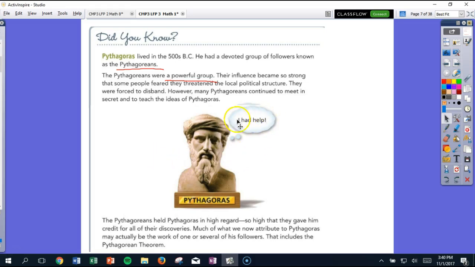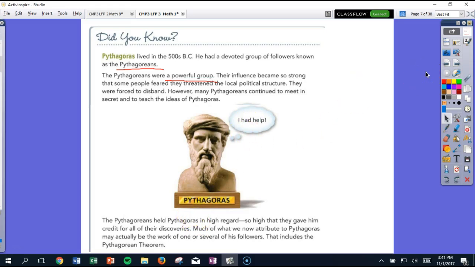And so, as it says here, I had help. It also tells us here their influence became so strong that some people feared they threatened the local political structure, and they were forced to disband. However, many Pythagoreans continued to meet in secret and to teach the ideas of Pythagoras. The Pythagoreans held Pythagoras in high regard, so they gave him credit for all of their discoveries. So he may not himself have come up with the Pythagorean theorem. It may have been somebody helping him.